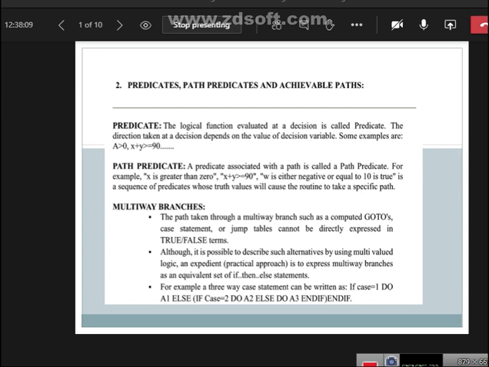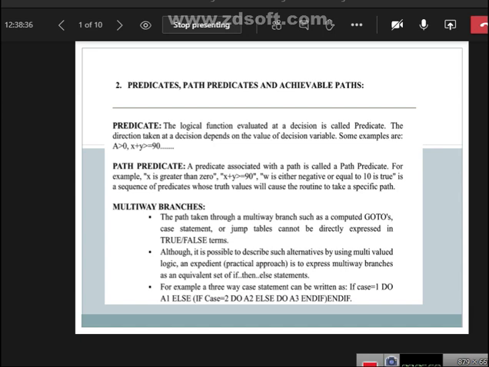Based upon the sequence itself, we have to choose the truth values, and it will cause some routine to take some specific path. To take a specific path, it will cause some routines. Then, what is a multi-way branch? If you have some multi-way branches, what do we have to know about that multi-way branch? A multi-way branch is the path taken through it.